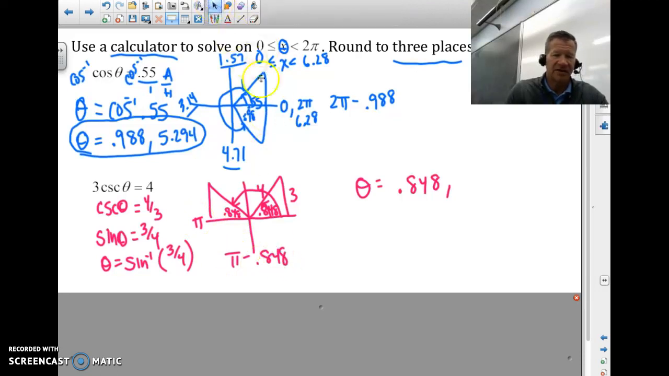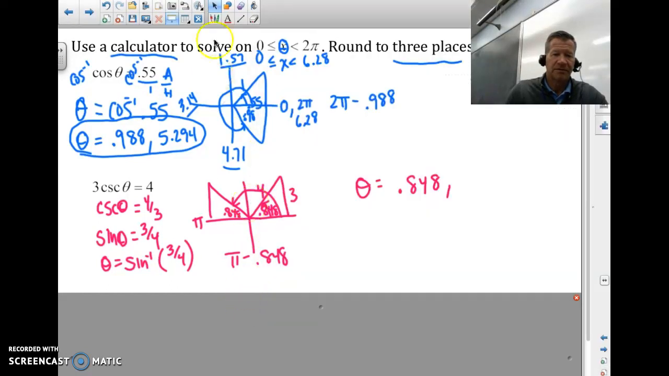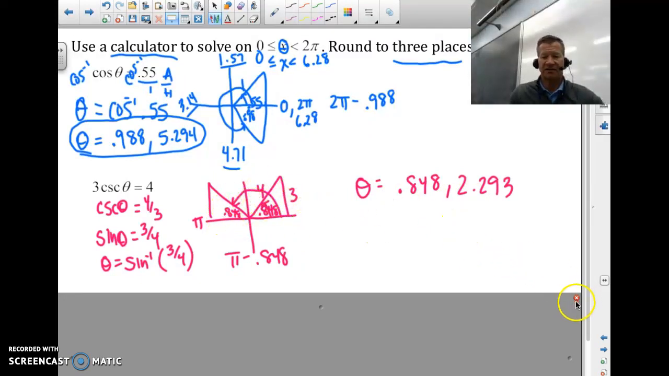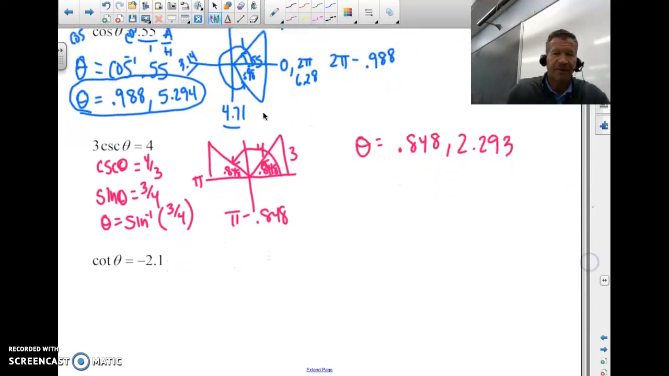So let's do that on our calculator. So pi minus the last answer instead of 2 pi this time, and 2.293. So the other answer is 2.293. Notice both of those answers are actually between 0 and pi because they were in the first and second quadrants. One more and then we're all finished with 7/7.